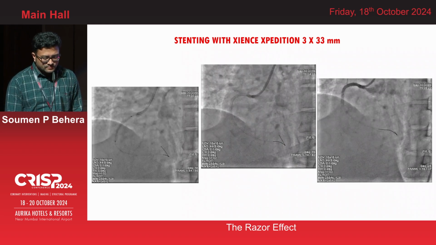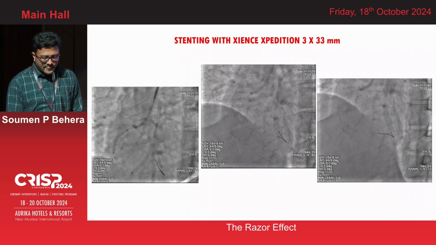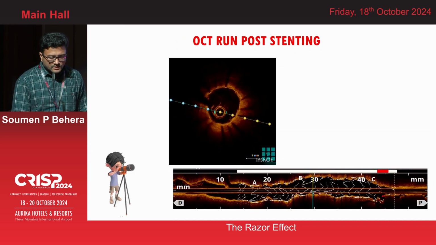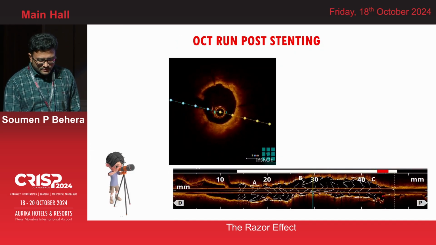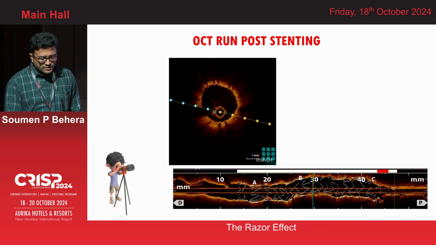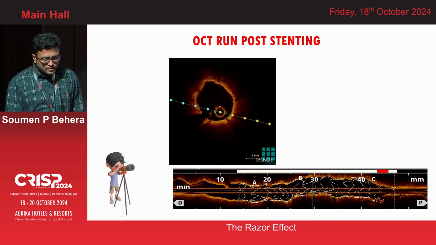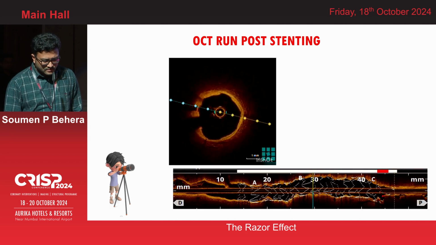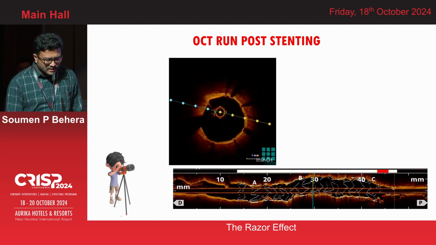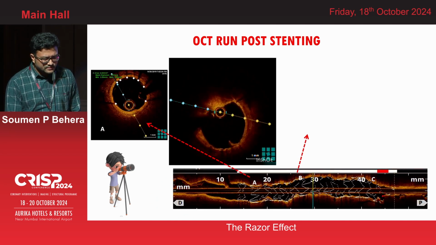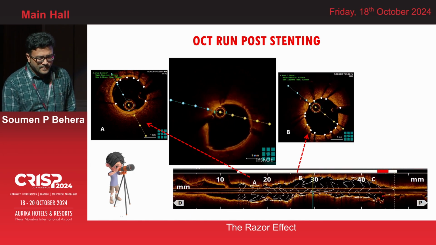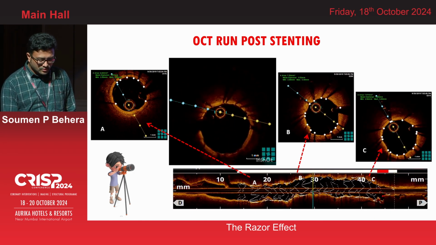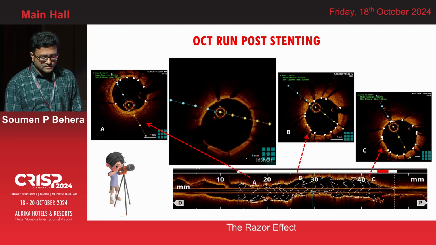Then post stent, everything okay with good flow. Then again an OCT run was done to look for stent apposition, which shows good apposition of the stents, as we can see by the white dots. And this is the proximal part, which also shows good stent apposition and expansion as well.